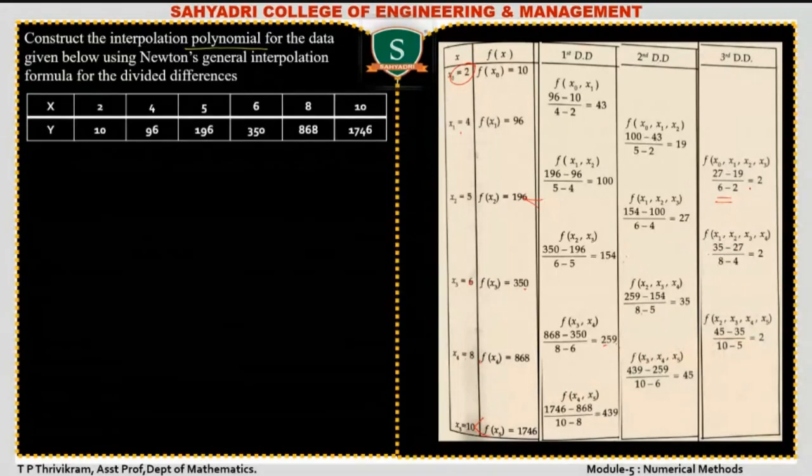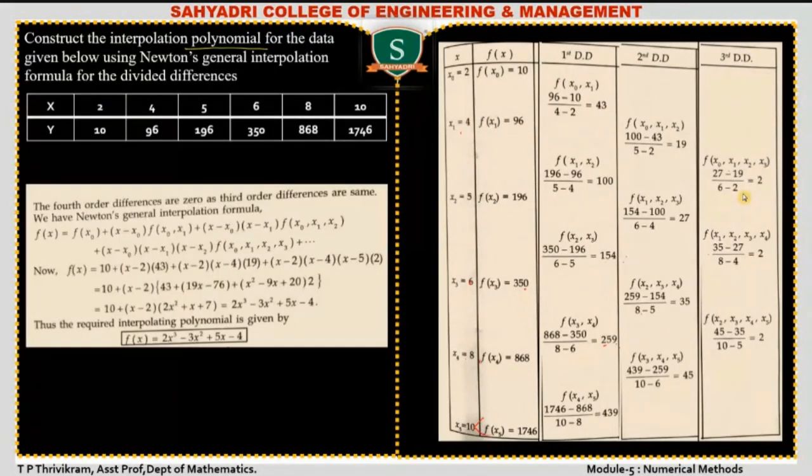So after forming all the table values, then we'll go for interpolation polynomial. Okay. Interpolation polynomial is nothing but f of x is equal to f of x naught, plus x minus x naught into f of x naught comma x1, plus x minus x naught into x minus x1 into f of x naught, x1, x2. Similarly, three terms until we are having third order difference. So up to third term it is enough.